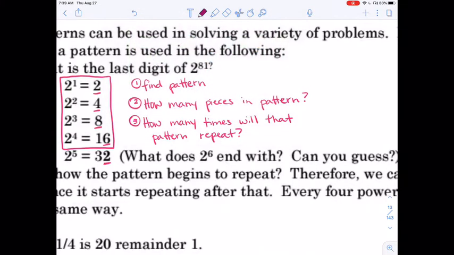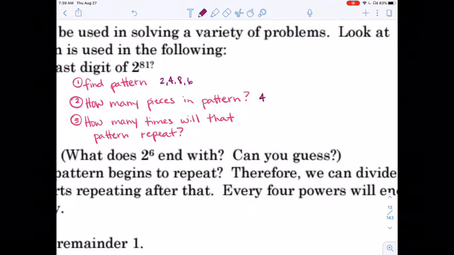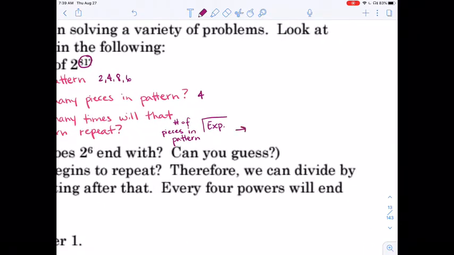So we're going to find our pattern. It's 2, 4, 8, 6, again and again and again. How many pieces are in that pattern? There are 4. How many times will that pattern repeat? This is where we're going to start using this 81. So what we're going to do for step number 3 is we're going to take our exponent and divide it by that number of pieces in the pattern. And in this case, that is going to be 81 divided by 4.